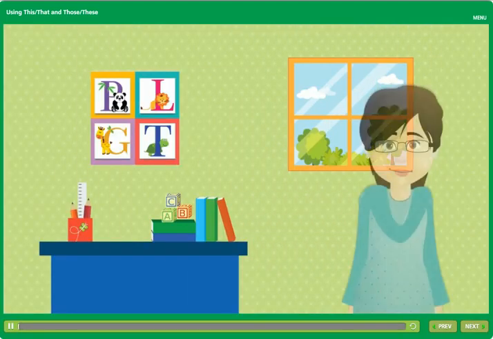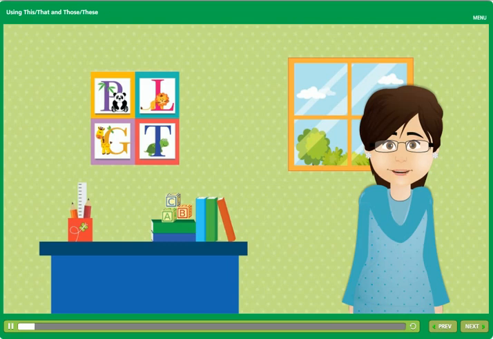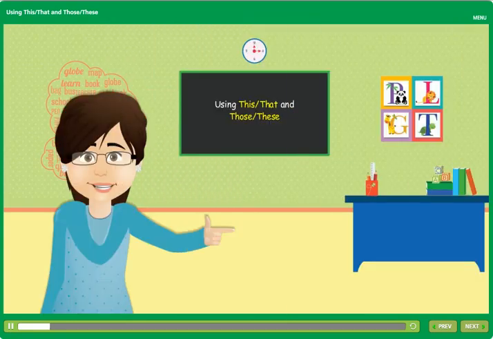The best way to explain these words to your students is to get them up and moving around the class. We use this to talk about something that is near us. This is my table. If we are far away from something, we will use that. That is my table.